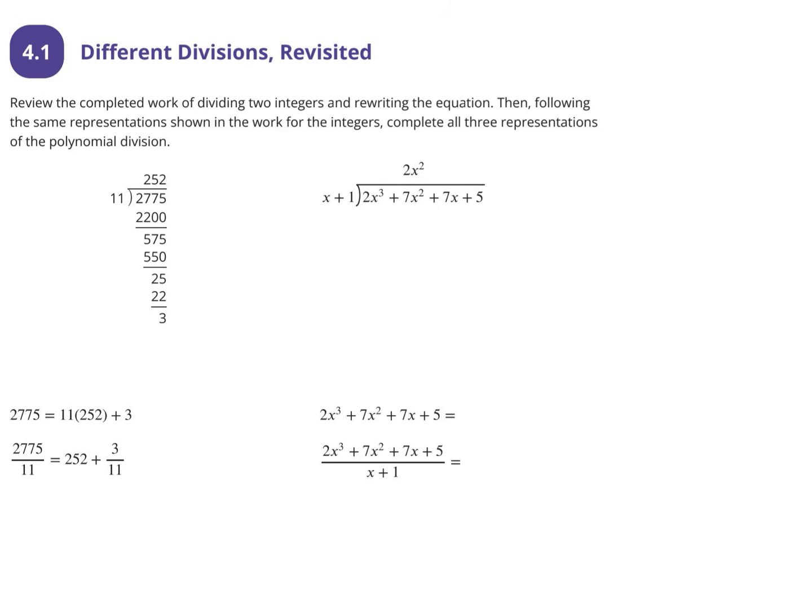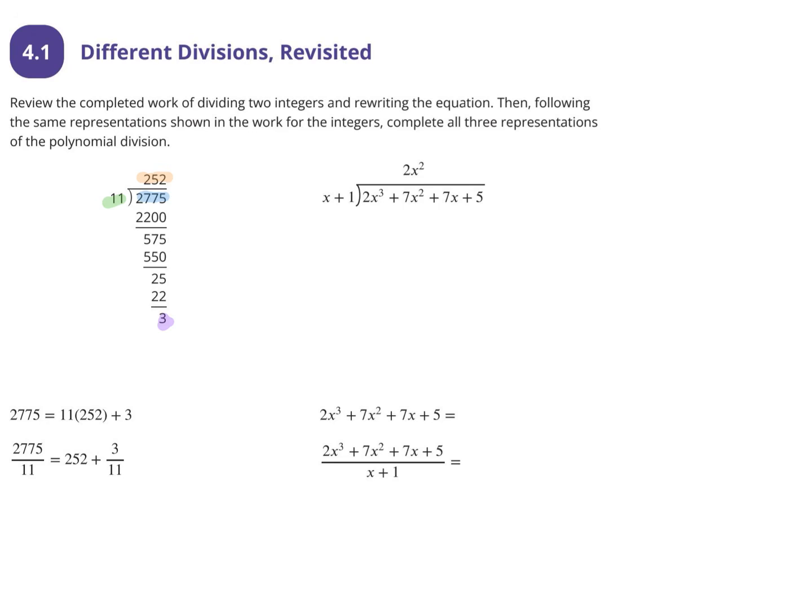Okay, so let's look at this one. We had to divide. So in the problem on the left, 2775 is the dividend, 11 is the divisor, 252 is the quotient, and 3 is the remainder. Because we have a remainder, we know that 11 is not a factor of 2,775.